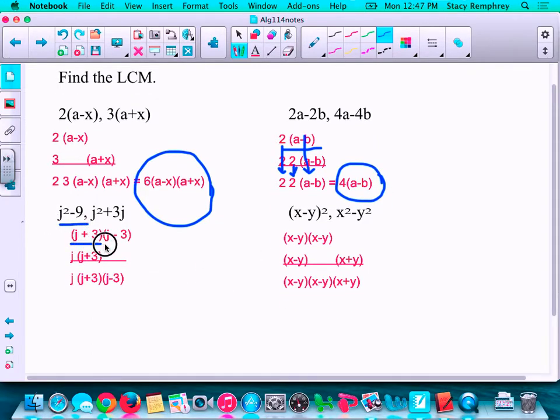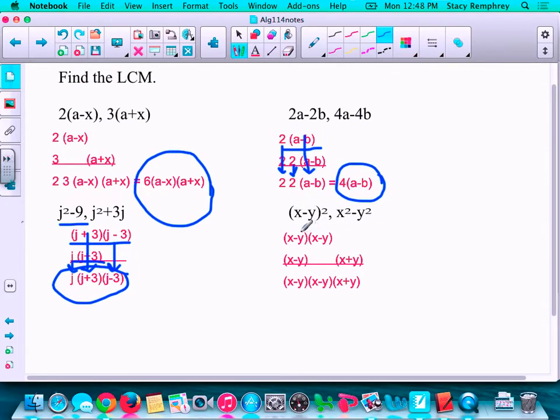J squared minus 9 factored into j plus 3, j minus 3. J squared plus 3j factored into j times j plus 3. So I brought down the j. I had common j plus 3's, bring that down, and the j minus 3. So this whole thing is the LCM.